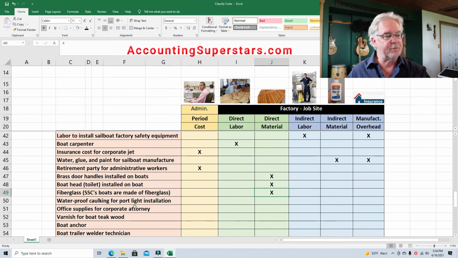Waterproof caulking for the port lights. Now that's so water doesn't leak into the boat windows, and it's really not worth tracking. It's sort of like a glue type of material. It's important. You don't want your windows to leak, but it's not worth tracking carefully. So put them in two spots.